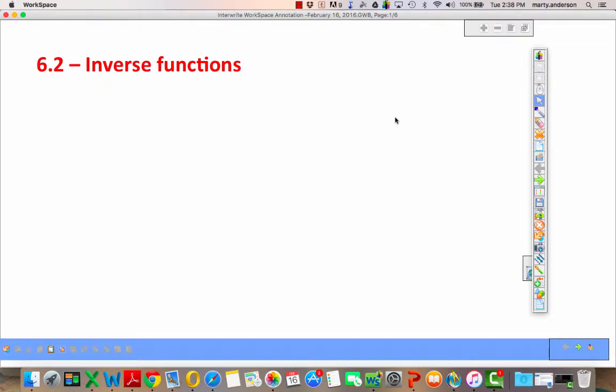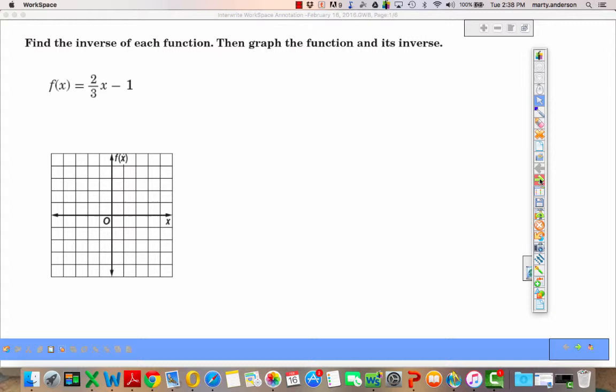Okay, we're going to work on inverse functions today. Just going to do a few examples together, so grab a piece of paper. It says find the inverse of each function, then graph the function and its inverse.